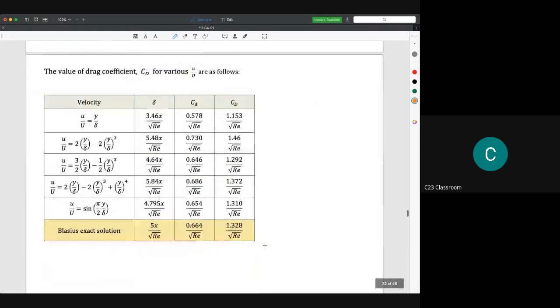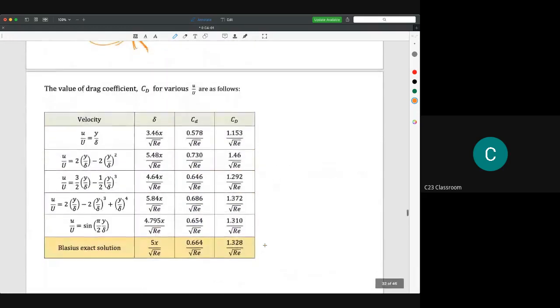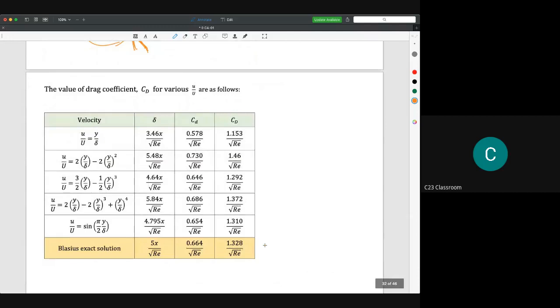Okay, before we stop for the first half, here we actually have a lot of velocity distributions. In some examples we have y over delta, and in this example we have quadratic, y to the power of 2. So please make sure that you can do the same things. You can calculate the delta, the local drag coefficient, and also the drag coefficient by using these velocity distributions.